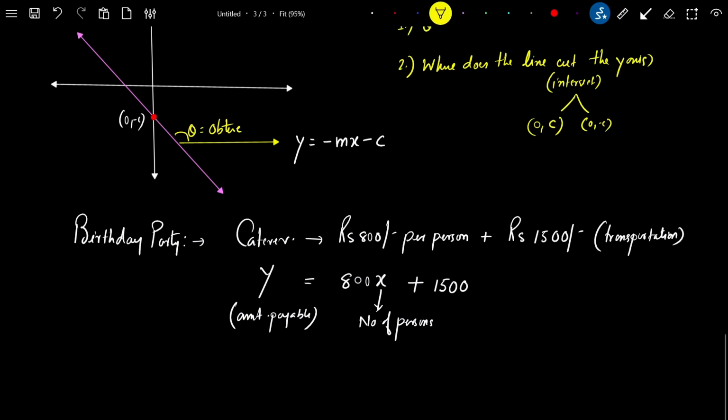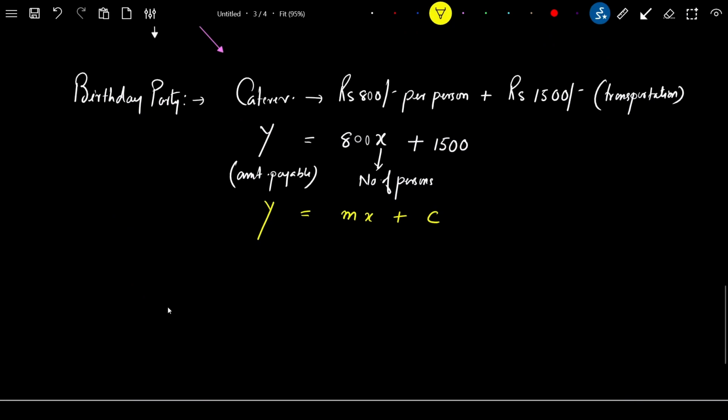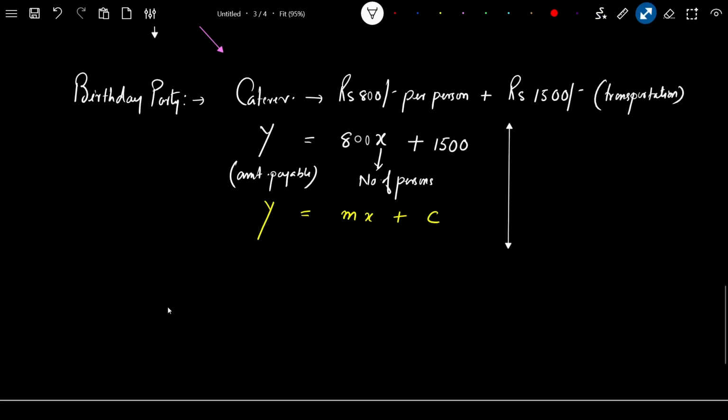Bring it back to our Cartesian coordinate system and slope intercept form, y equals mx plus c. If you see this graph, what do we infer from here in terms of financial mathematics? Suppose no guest turned up for our birthday party, but the caterer came. I still have to pay him 1,500 rupees. So if I try to plot the graph and bring a little bit of financial mathematics in here, we won't have a negative side because the number of persons cannot be negative.